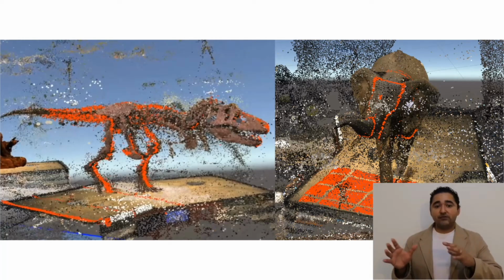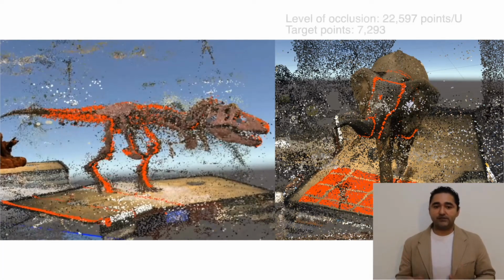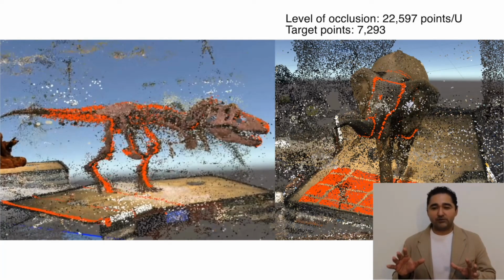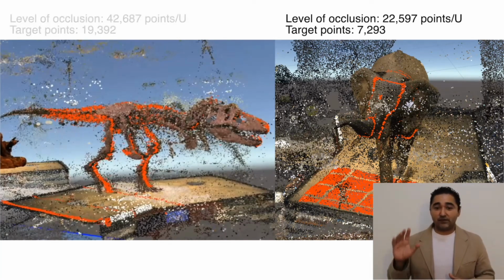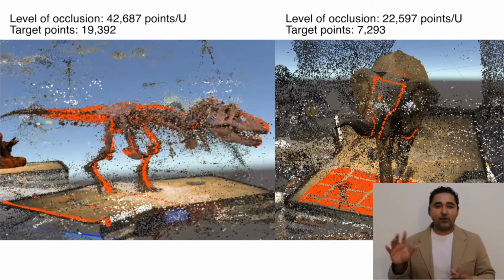Each model represents a different level of difficulty, defined in terms of level of occlusion. In this paper, we define the occlusion level by the average point density per space unit. For instance, the elephant model has an average density of around 22,000 points per space unit, containing around 7,000 target points. Then, the T-Rex model has an average density of around 42,000 points per space unit, containing around 20,000 target points. This means that the T-Rex model was almost 2 times more occluded and therefore more challenging than the elephant model.